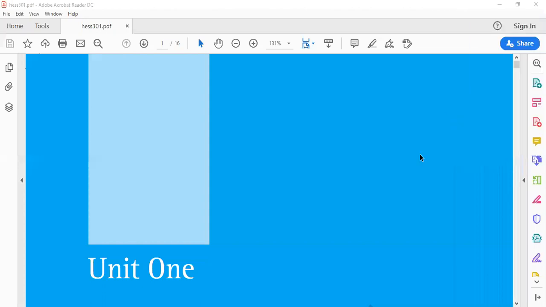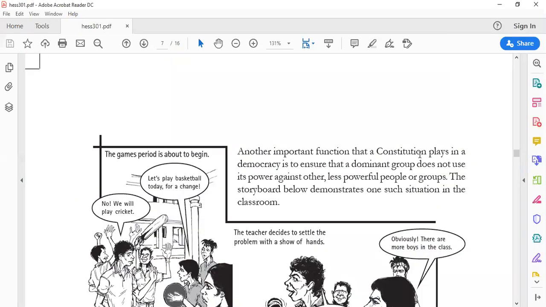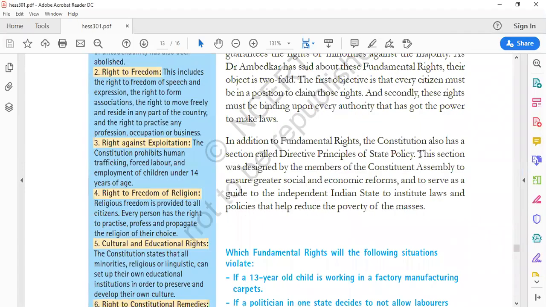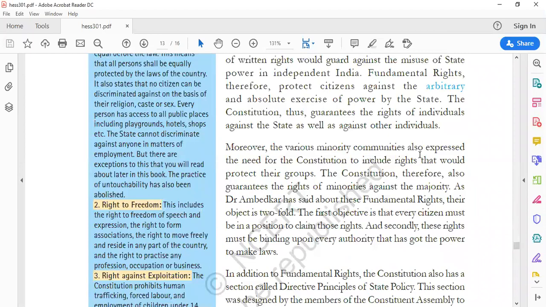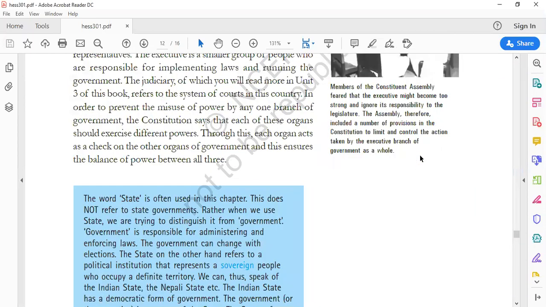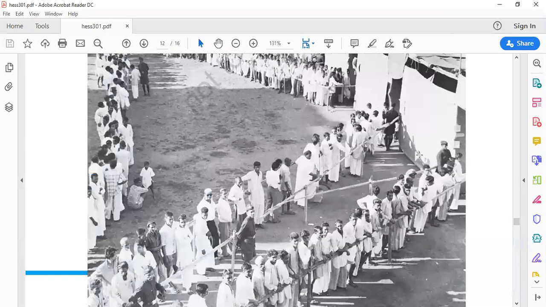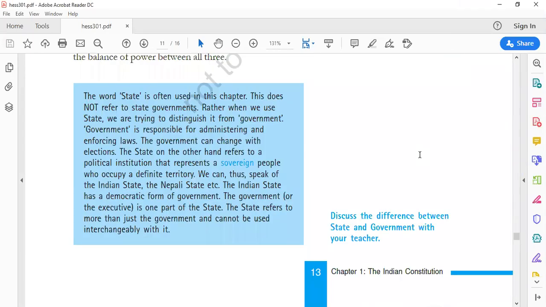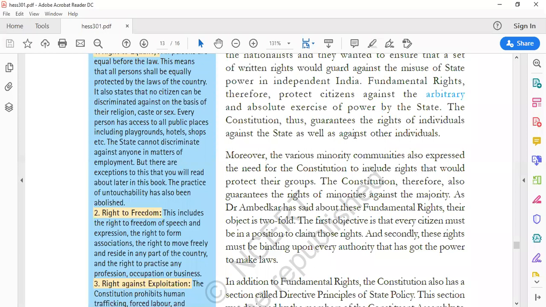Then what are the features we saw? Fundamental rights. Very good. We saw fundamental rights. We were in fundamental rights actually. Okay, and separation of powers, parliamentary form, and fundamental rights. We were looking at them.